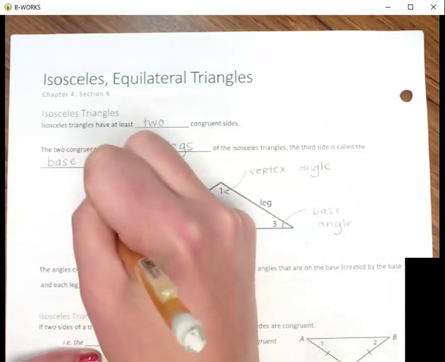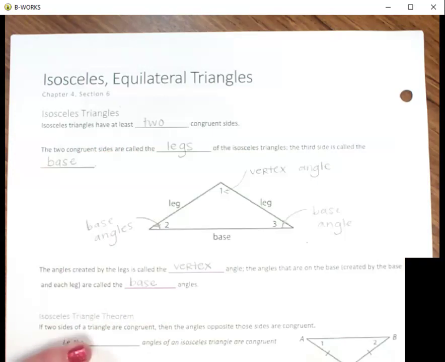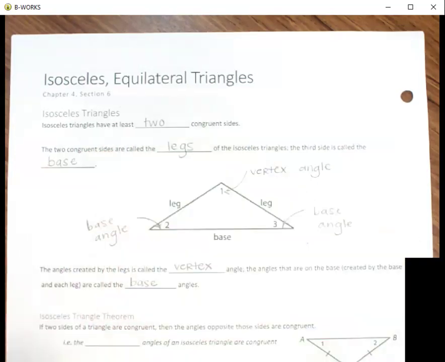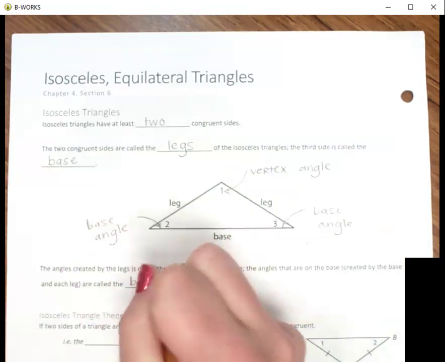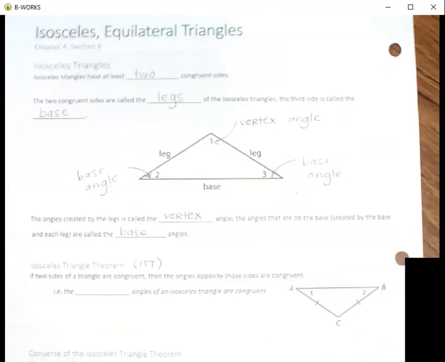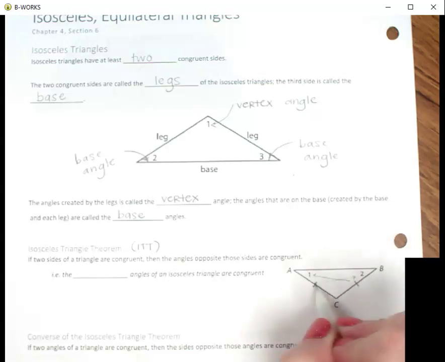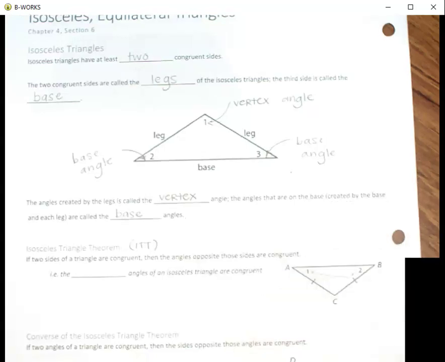Those vocab words are going to be pretty important. The isosceles triangle theorem, which you will see abbreviated as ITT, says that if two sides of a triangle are congruent, then the angles opposite those sides are congruent. So here, AC is congruent to BC, so angle 1 and angle 2 are congruent.